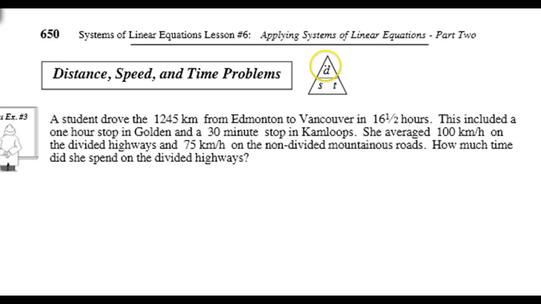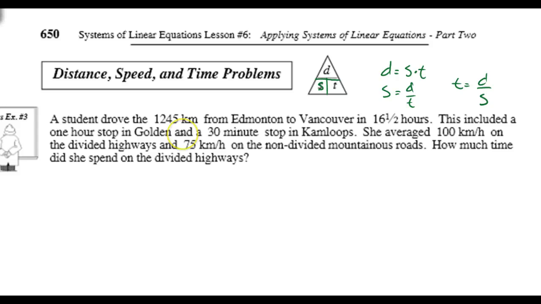This equation here, this little triangle, is kind of like a cheat sheet that says distance equals speed times time. We can rearrange that to have speed equal distance over time, or time equal distance over speed. It's just the same equation, and this little triangle helps you. So S equals D over T, T equals D over S, or D equals S times T. Let's get through example number 3.